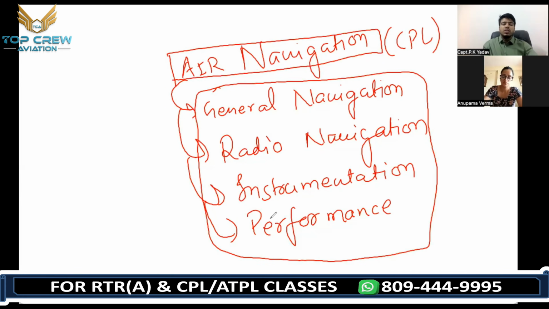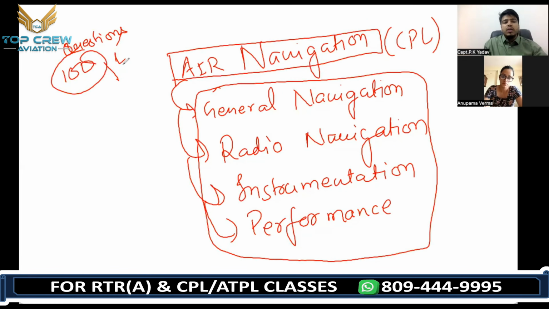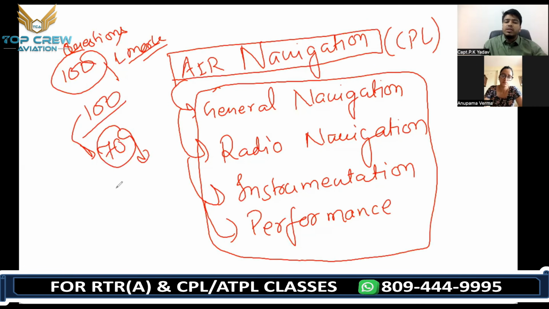The course is a little bit lengthy for navigation. The total questions you will get in the DGCA examination would be 100, and each question is for 1 mark. Out of 100 marks, you have to secure at least 70 marks to qualify. 69 is fail; 70 and above, we pass.